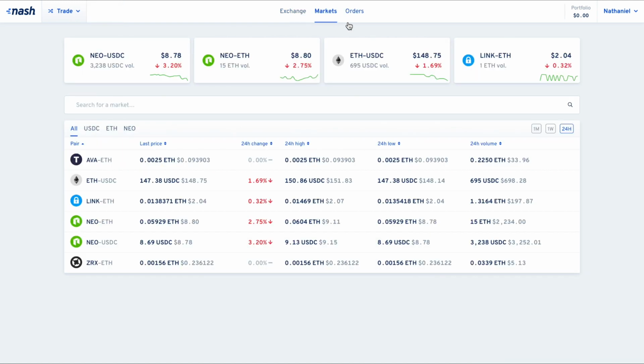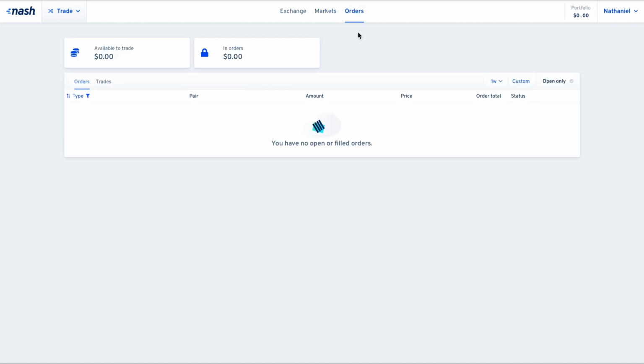Markets shows you all of the available trading pairs that Nash currently has to offer on the exchange. Orders contains all of the open, filled and cancelled orders you have made in the past, as well as the trade history related to those orders.